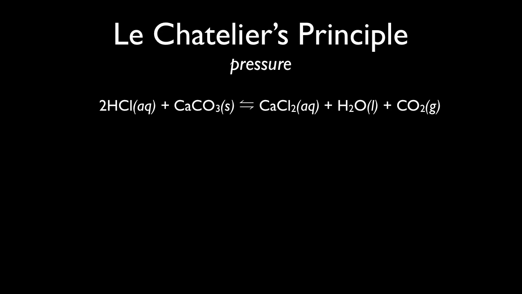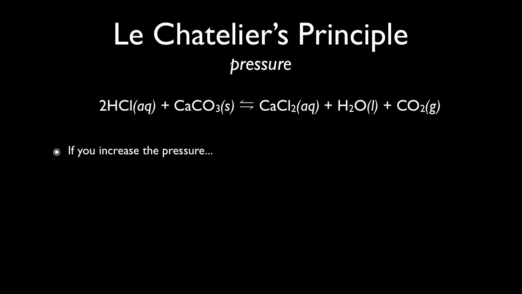How about with pressure? Here's an example of an equilibrium that involves some moles of gas. More specifically, it involves a different number of moles of gas on the left and the right-hand side. In this particular case, there's 1 mole of gas on the right-hand side, the 1 mole of carbon dioxide, and there are no gas molecules on the left side of equilibrium. If we have anything like this, where there are different numbers of moles of gas on the left or right side, then pressure can affect the equilibrium.